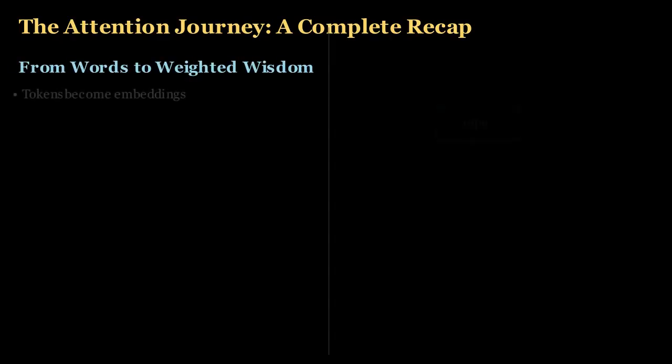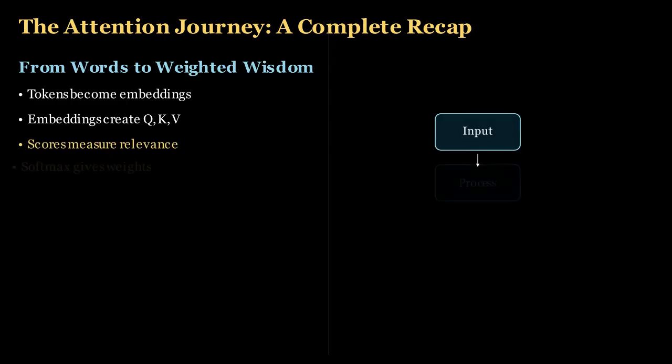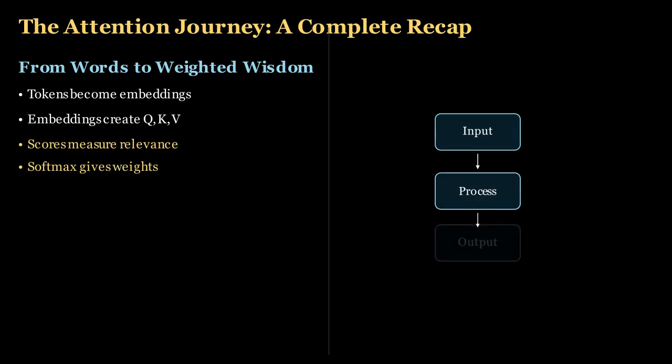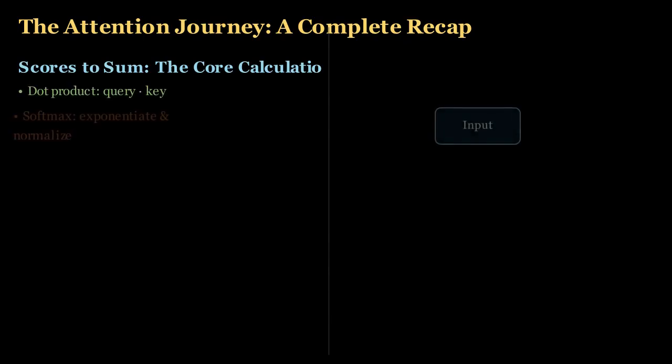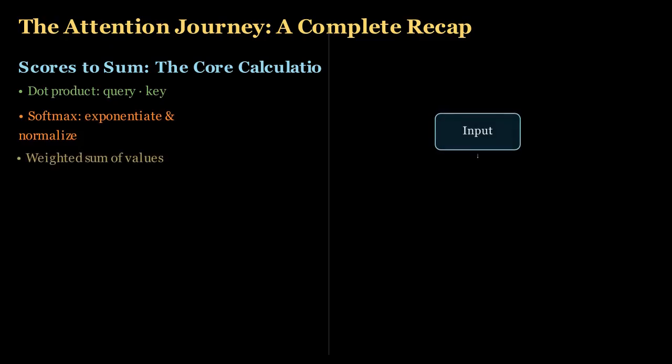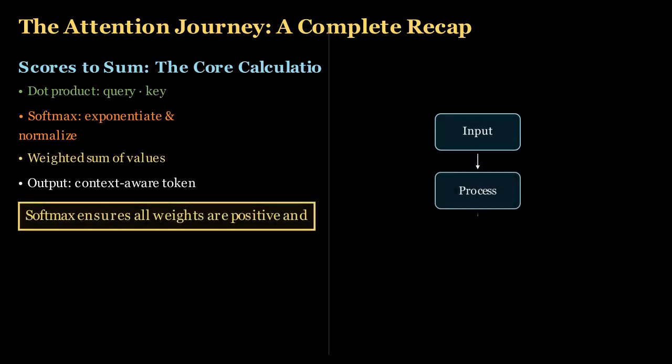We just saw attention-powered translation and chatbots. Now let's trace the full path, from raw tokens to a context-aware word, all driven by dynamic relevance. The query asks what's relevant. The dot product with each key gives a raw score. Softmax turns those into a clean probability distribution, weights that sum to 1. Then we blend the values accordingly.